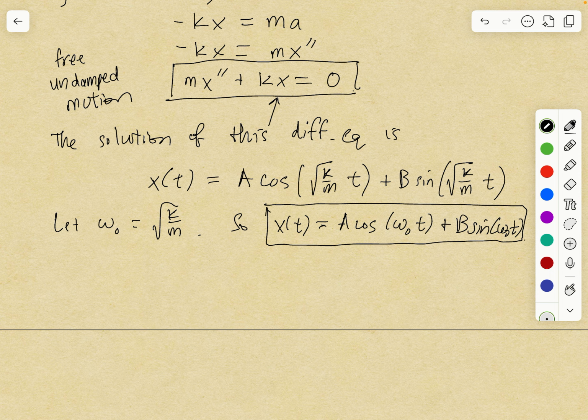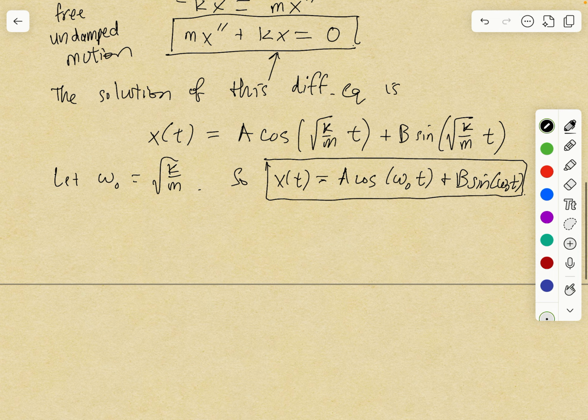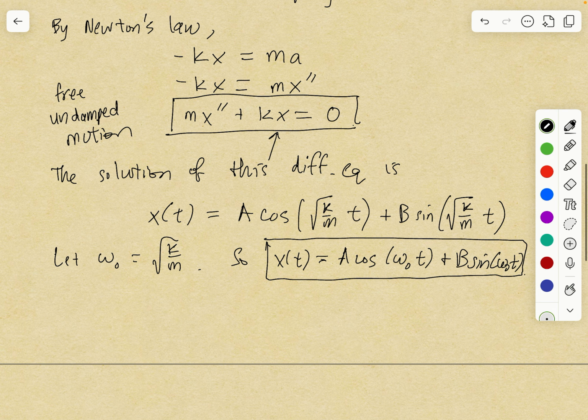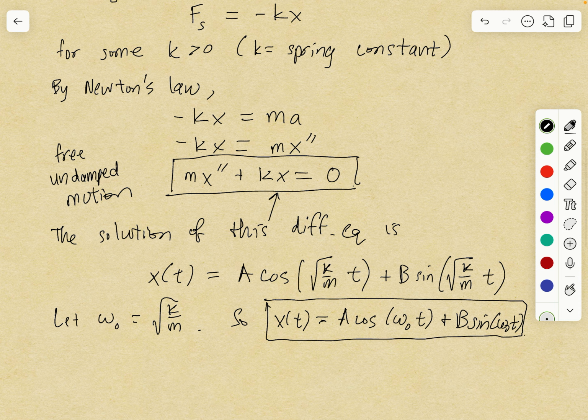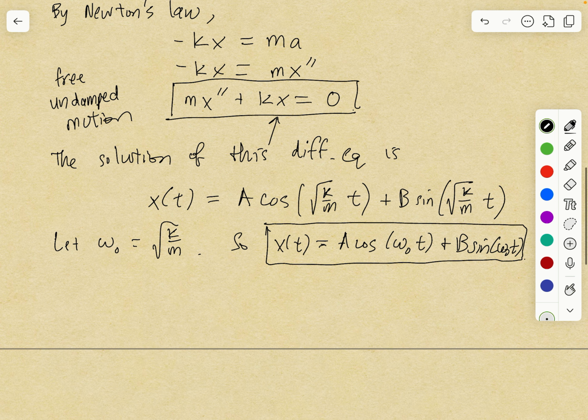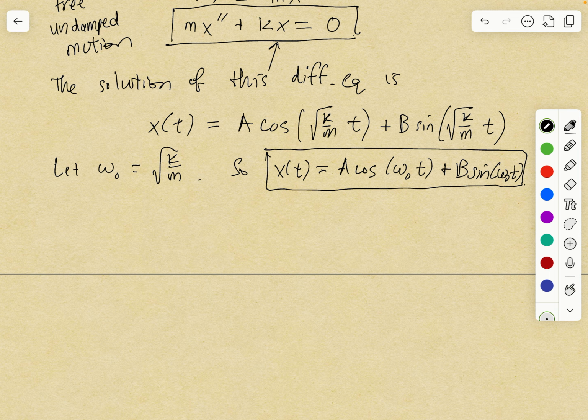So the question is, what does that look like? Well, by the way, here capital A and capital B are just any constants because I didn't specify any initial conditions. But once you specify initial conditions, then you'll be able to solve for constants A and B.